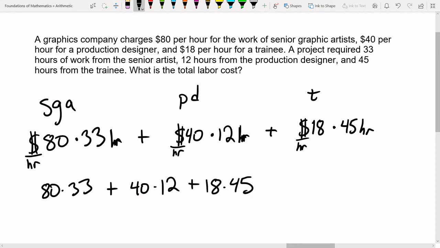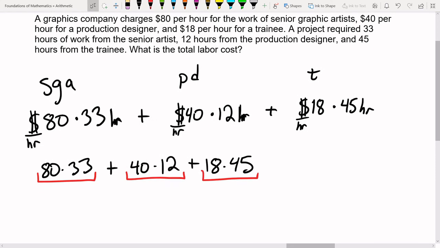And this is what we get. Now, using order of operations, we know that we need to first calculate these amounts before we do the sum. Let's do that first. Let me grab a calculator here.